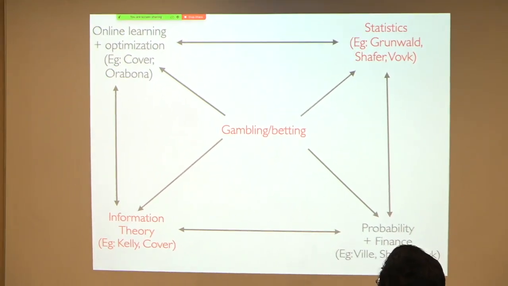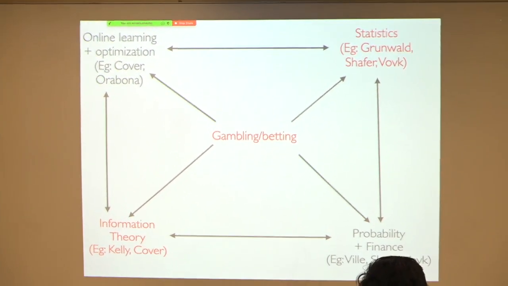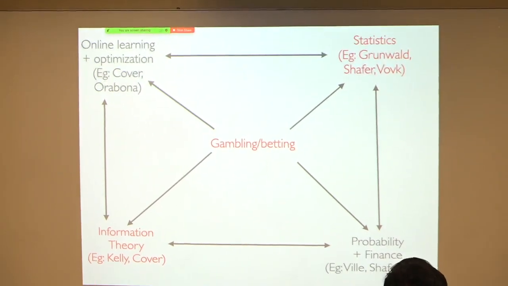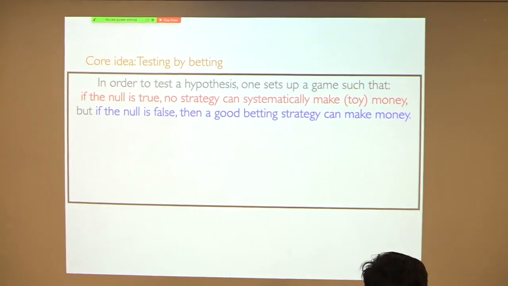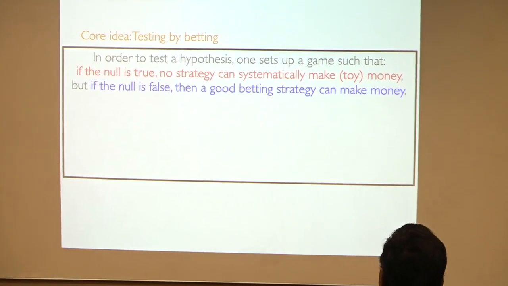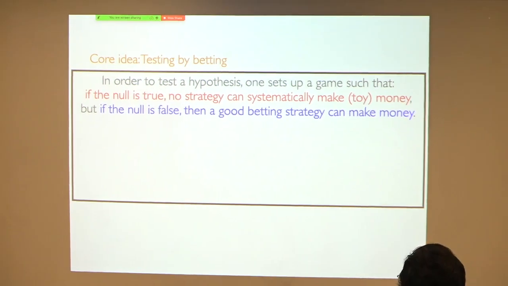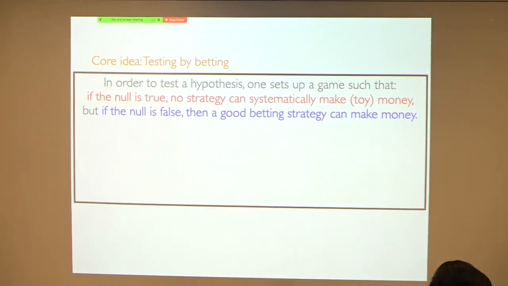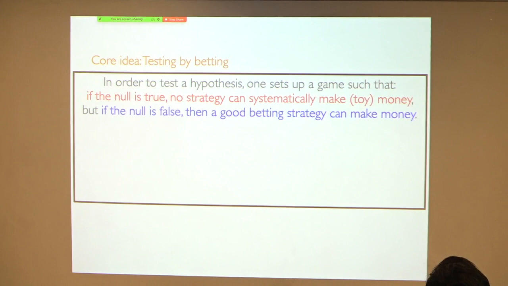Gambling and betting are connected fundamentally to many areas, but the ones we explored yesterday were the connection to information theory and statistics simultaneously. The core idea was testing by betting, and we said in order to test a null hypothesis, we're going to set up a game which has two properties. If the null hypothesis is true, then no strategy can systematically make money. In other words, its wealth is a non-negative supermartingale. But if the null is false, then there exists a good betting strategy that can make money. So that's the core idea of testing by betting.